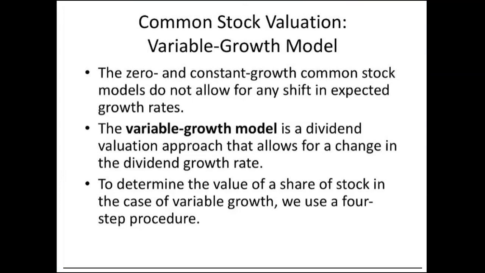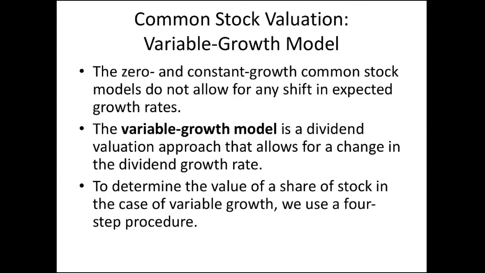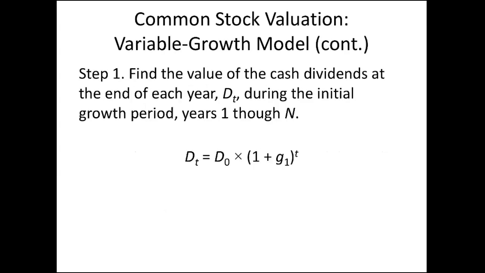Fortunately, we can use our constant growth rate model and make some adjustments to it so that we can handle stocks that do not have a constant growth rate of dividends. To do so, we have to use a multi-step procedure. The first step in our procedure is to find the value of all those future cash dividends during this initial growth period, the period before we get into the long-term constant growth rate in dividends that we expect.